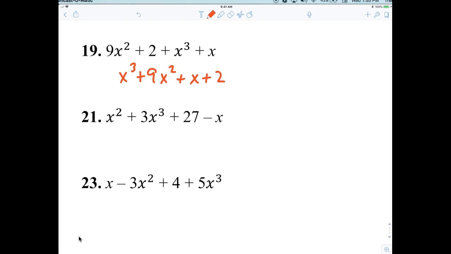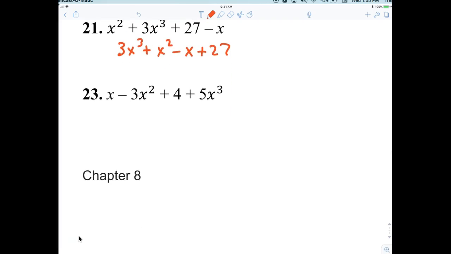Number 21, 3x cubed plus x squared minus x plus 27. Everybody feeling good about that? It's easy. All right, 23 again. 5x cubed minus 3x squared plus x plus 4. What if there are two same exponents? Like terms.